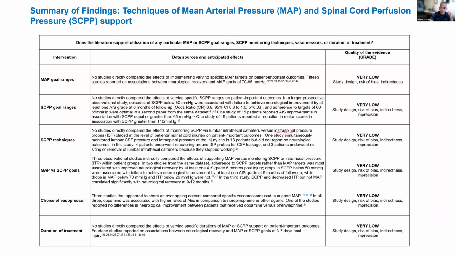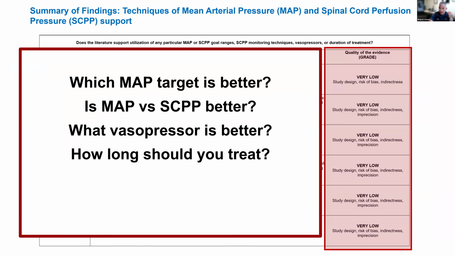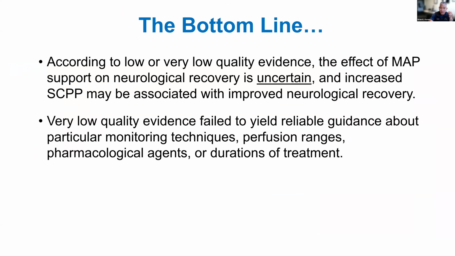As to the second question, what about different techniques? What about different ranges? What about the choice of vasopressor? What about the duration of treatment? Again, these are all questions that are important, and again, the quality of the evidence was deemed to be very low. So the bottom line is that we recognized that the relationship between the MAP targets and neurological recovery was uncertain, and there's emerging evidence that spinal cord perfusion pressure may be associated with improved neurological recovery, and that there really wasn't very reliable guidance around the monitoring techniques, the perfusion ranges, what pharmacological agent you should choose, or even how long one should treat for. So these were all things that we recognized going in.